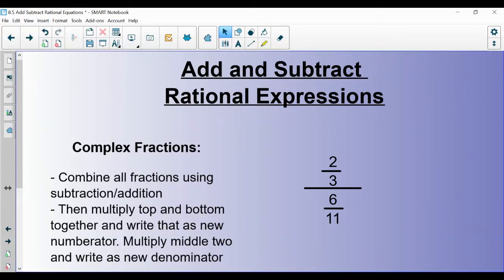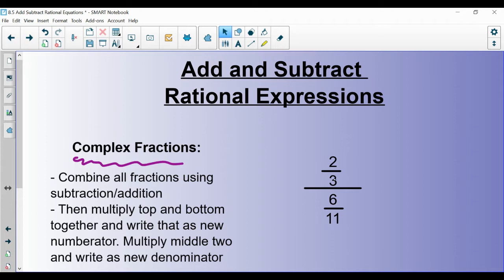Hello, algebra students. This is still a continuation on section 8.5 where we were adding and subtracting rational expressions. Only now I want to focus on something that we're going to call complex fractions. We're still going to look at some kind of easy non-rational expression example first, and then see if we can extrapolate that to look at the ideas that we're studying in section 8.5.